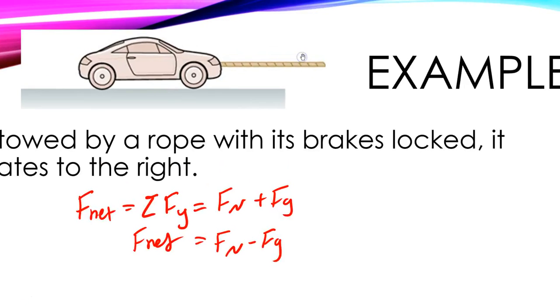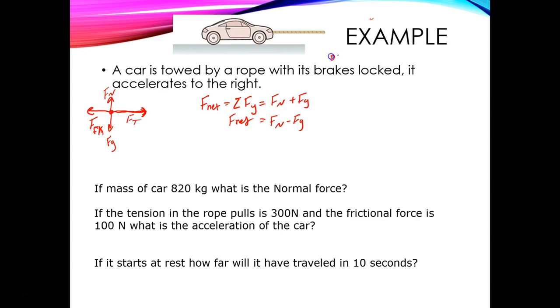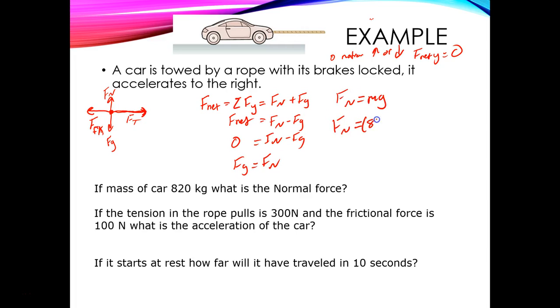Zero motion up or down. That means F net y is equal to 0. The F net in our vertical direction is going to be equal to 0. So we can set this all equal to 0, and we find that our force of gravity is equal to our normal force, which means our normal force is equal to mg. And Fn is going to be equal to 820 kilograms times 9.8 meters per second squared. I'll go ahead and let you plug that into your calculator.